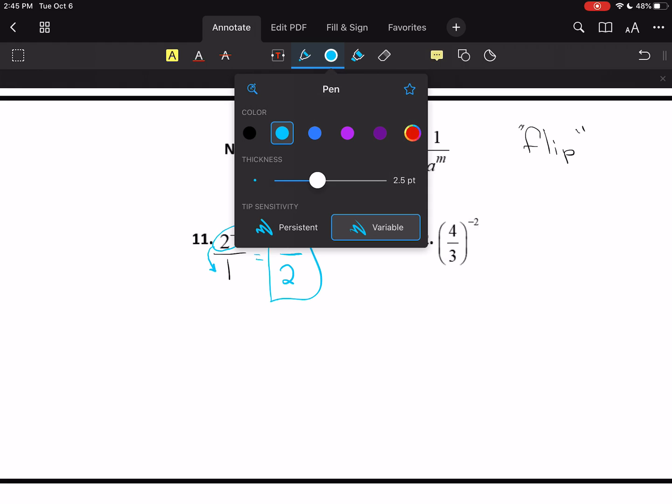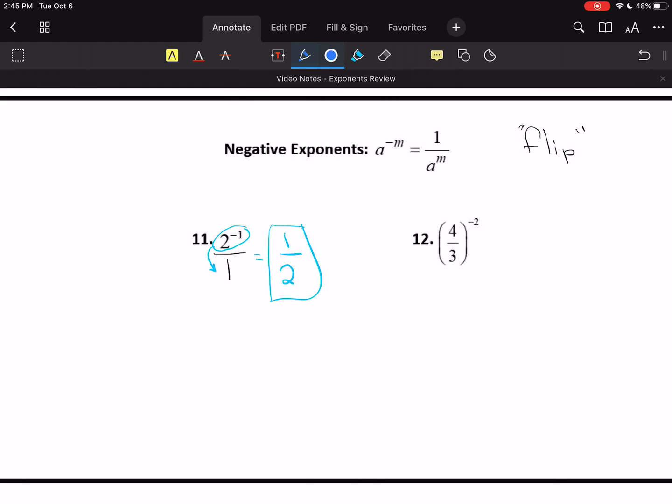Now, for 12, I'm going to show you 2 ways to do this. So, first way, I have 4 over 3 to the negative 2. I'm going to distribute it inside to everything. So I would have 4 to the negative 2 over 3 to the negative 2. Now, I can't evaluate negative exponents, right? That's not a thing. So I have to flip them first before I can evaluate. So I see that I have a negative exponent here, so that's going to go down. I have a negative exponent here, and it's going to go up. So I would really have 3 squared over 4 squared.